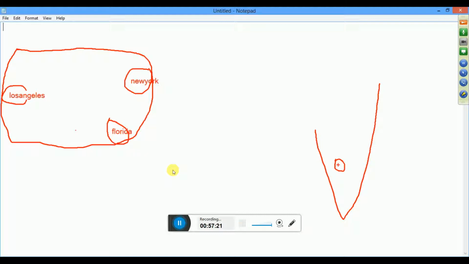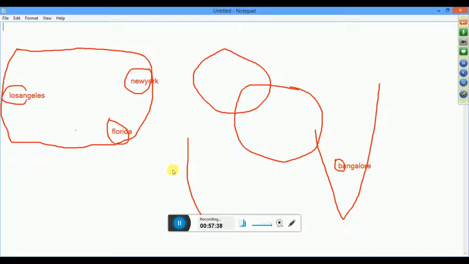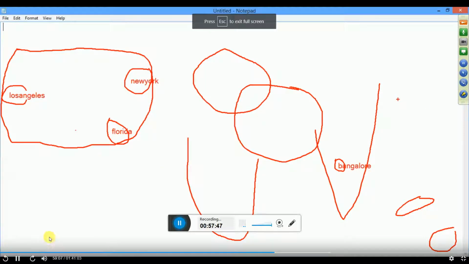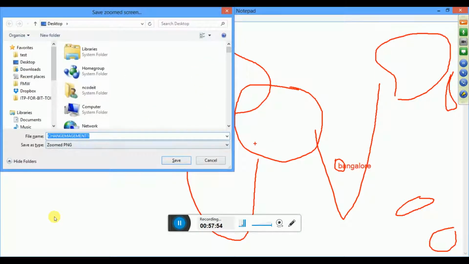So basically, at Bangalore, you are here. Then this is Europe. This area is the Middle East. This is somewhere Africa. This is Australia. Somewhere in this area you will have Singapore and Malaysia. This is China. This is Japan. So this is your world map. Make sure you remember the world map.